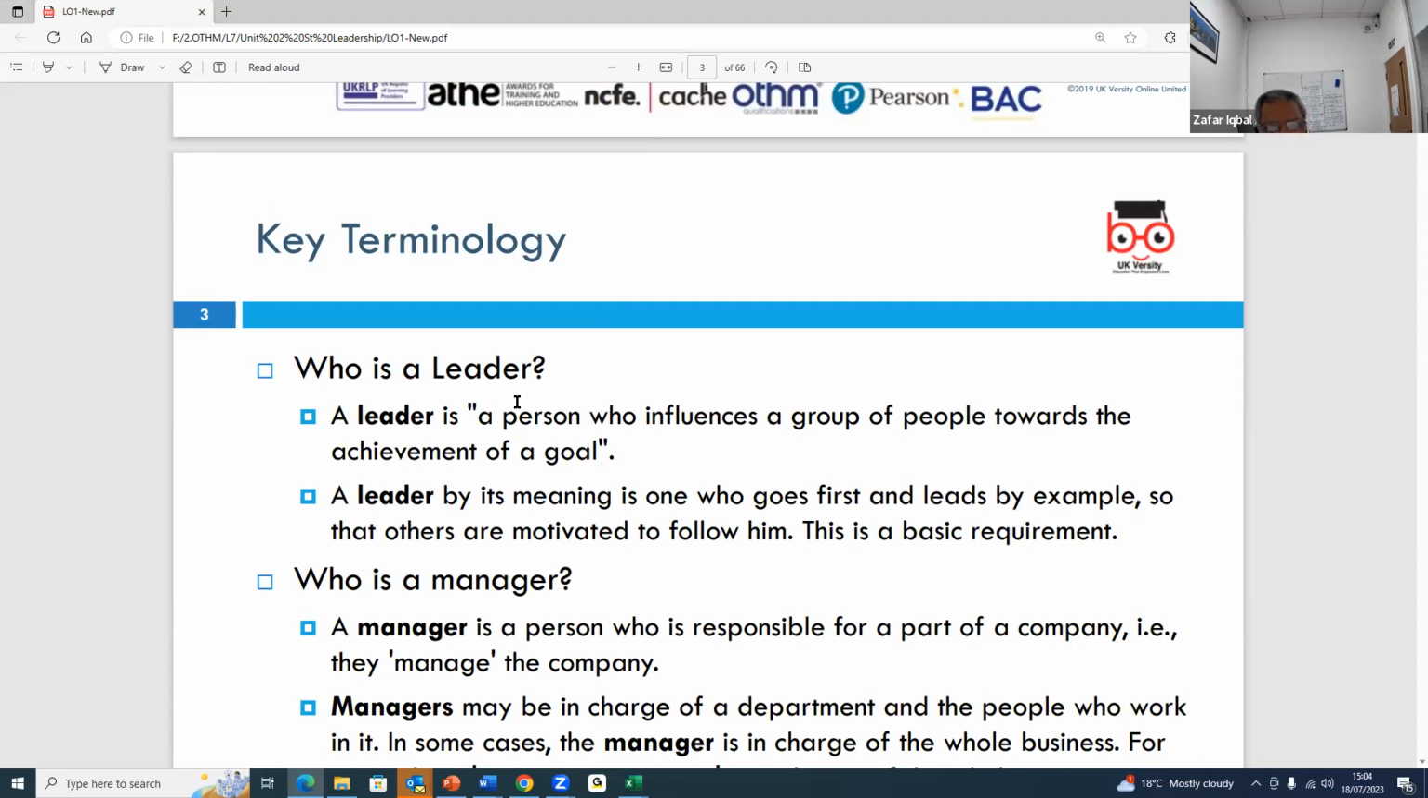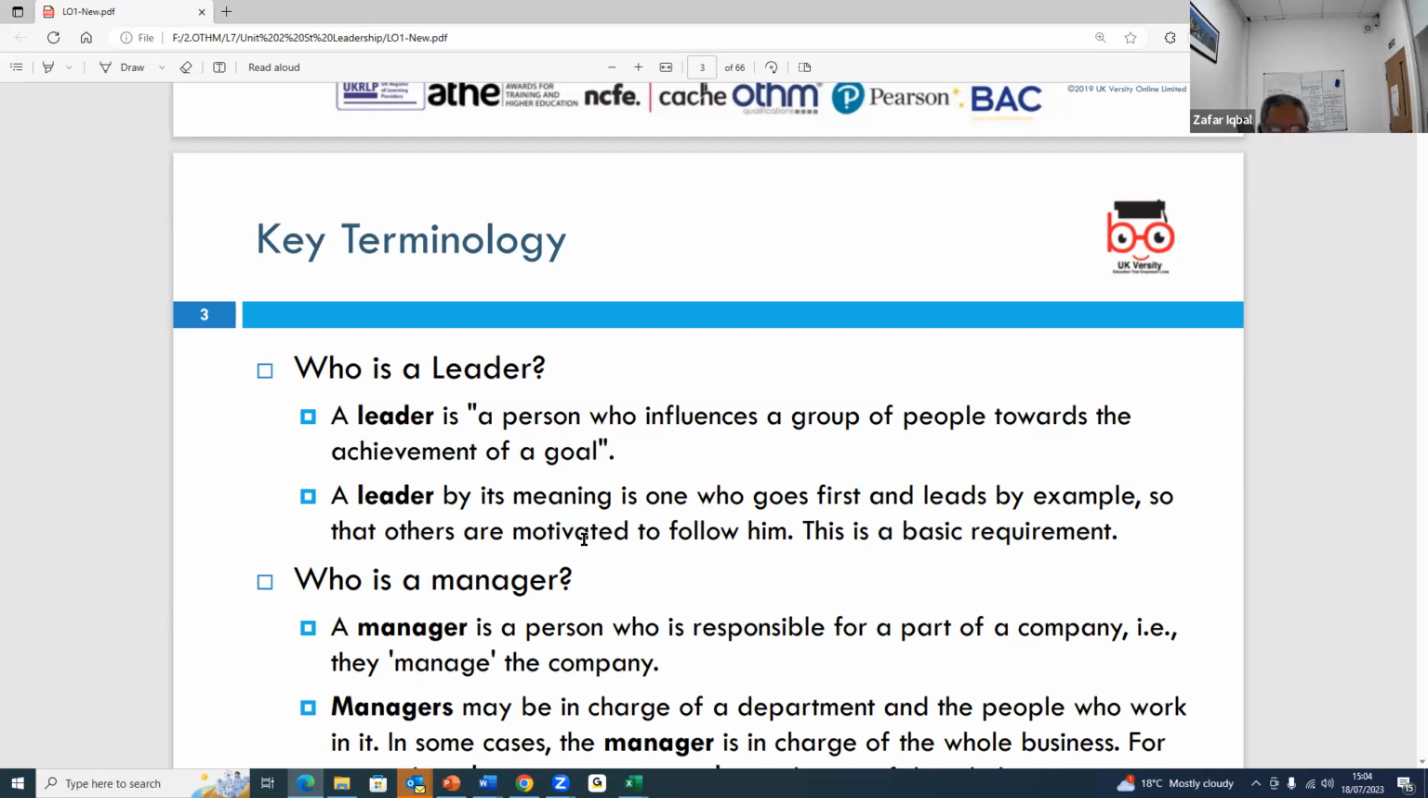A leader, as we know, is a person who leads other people, who leads by example, a person who is an influencer, a person who influences other people toward achieving a goal. A leader can be a person who leads by example.